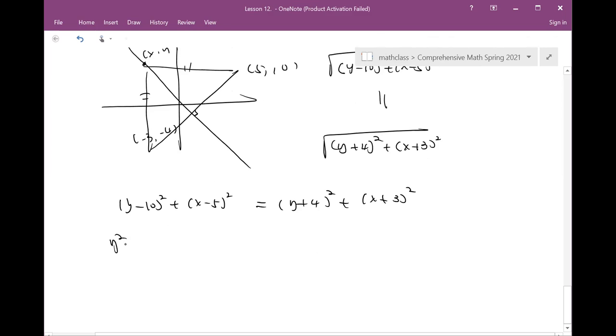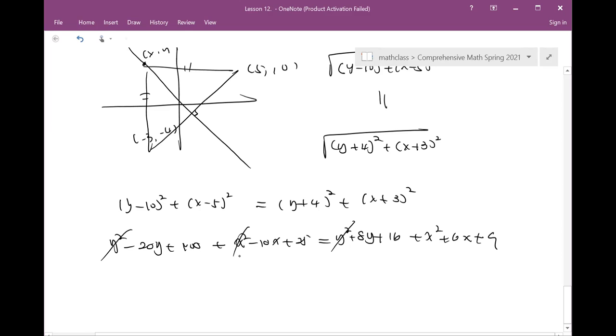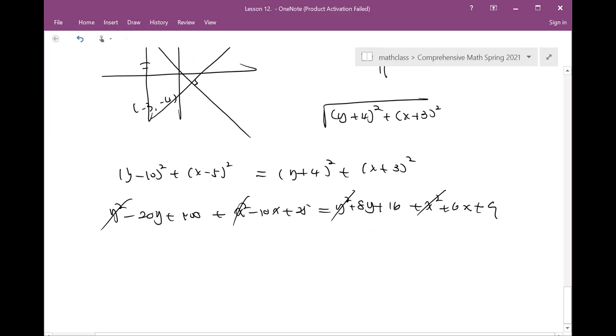So when you square it, it's minus 20y, and this is 100. Here's x squared minus 10x plus 25, and on the right-hand side, y squared plus 8y plus 16, and x squared plus 6x plus 9. Great. If you look at both sides, y squared is gone, x squared is gone. So it's not going to be a quadratic equation, it's linear. And the 9 and the 16, it should be 25. Even that is gone. So let's simplify here, right?